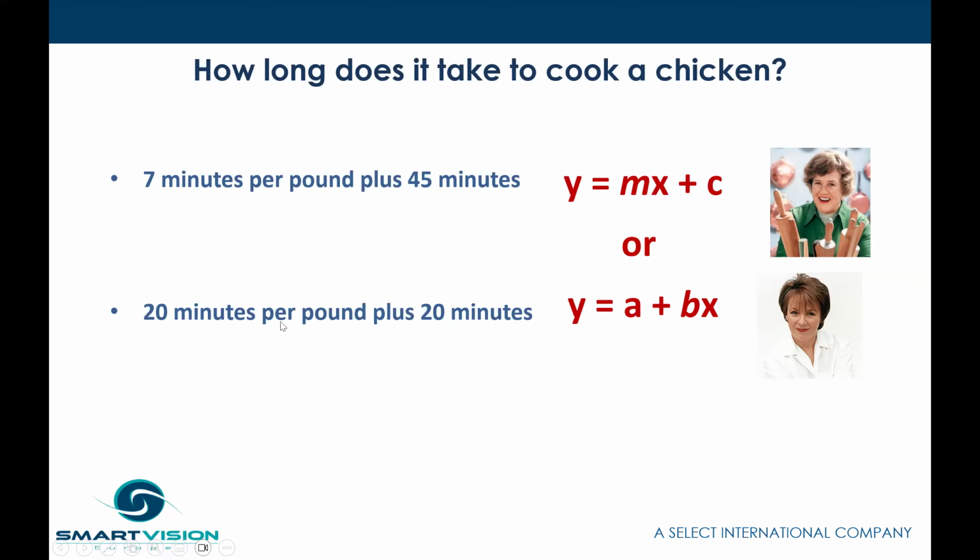And B is the 20 minutes per pound. That's called the coefficient. X is the actual weight of the chicken. So B times X. So when we run our linear regression, it's going to give us an A and it's going to give us a B. And those are the two numbers it's going to give us.